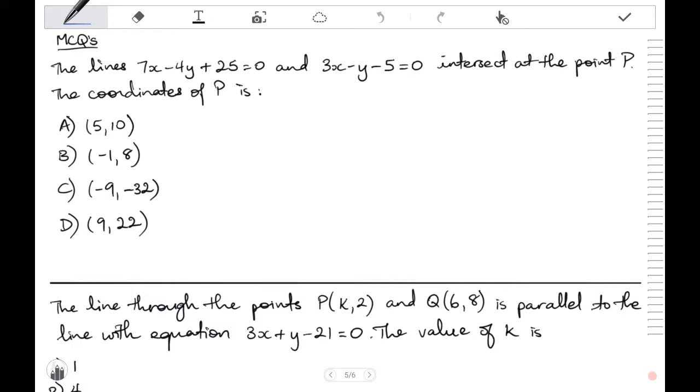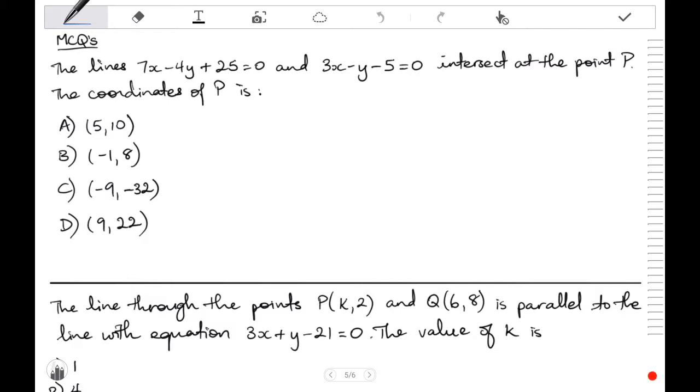And now, what we'll do is quickly look at a few multiple choice questions that deal with these topics. And also we'll look at strategies of answering these multiple choice questions, because remember, you may have to answer them slightly differently to the long paper questions. Alright, so the lines 7x minus 4y plus 25 equals 0 and 3x minus y minus 5 equals 0 intersect at the point P. The coordinates of P is.